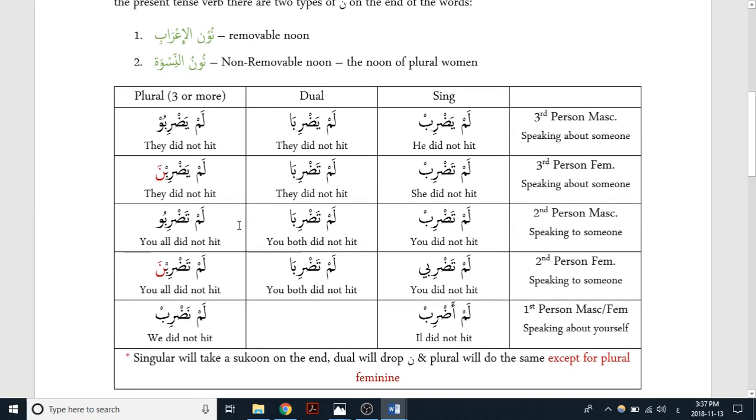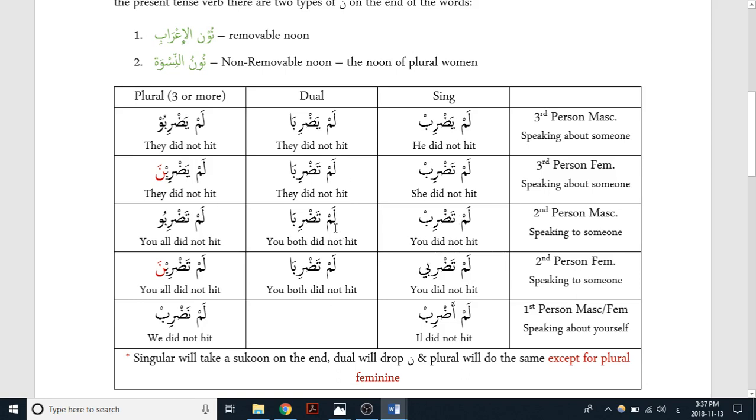So if you take a look at the following chart, you'll notice it looks a little bit different. So lam yadrib takes a sukoon because of the lam, and then lam yadriba. So remember it used to be yadribani, now that noon is dropped. That's a noon al-i'rab, a removable noon. So lam yadribu, it used to be lam yadribuna, gets dropped. Lam tadrib, lam tadribani, gets dropped, so it becomes lam tadriba, lam yadribna. So here the noon remains. For the two cases where we have three or more women and it's plural, the noon will remain. That's the noon niswa, and it will not be removed. In all the other cases it's removed.